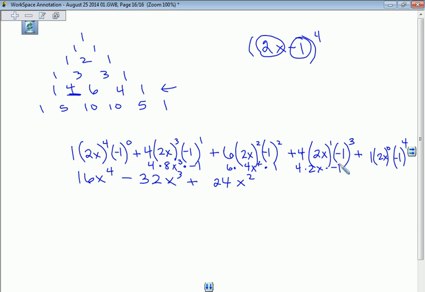Alright, so this becomes negative 8x. And this becomes positive 1.